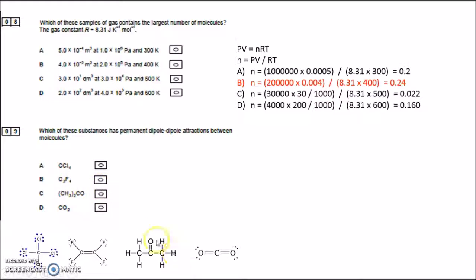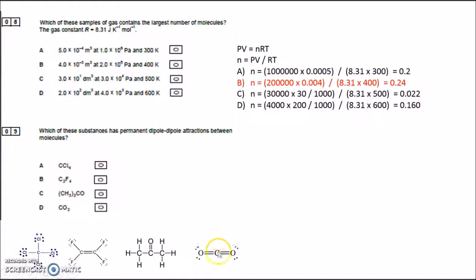Propanone, C, I think is your answer here, because if you look at it, it's symmetrical about the y-axis, but it's not symmetrical about the x-axis. If you look on the x-axis here, you've got a C double bond O coming up, but you've not got a C double bond O going down. So that's going to have permanent dipole-dipole attractions because that molecule is not perfectly symmetrical in both directions.